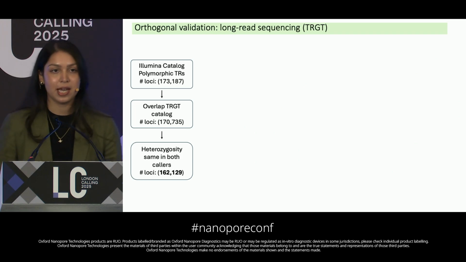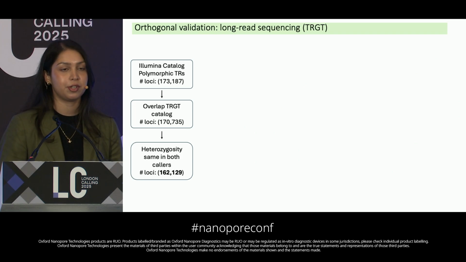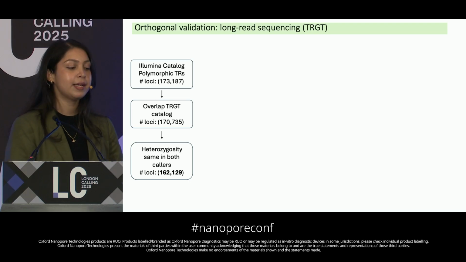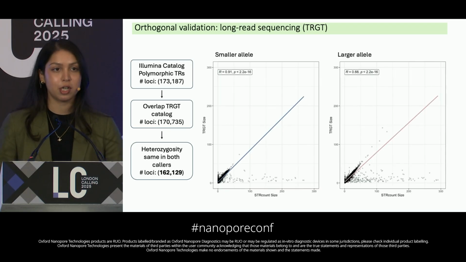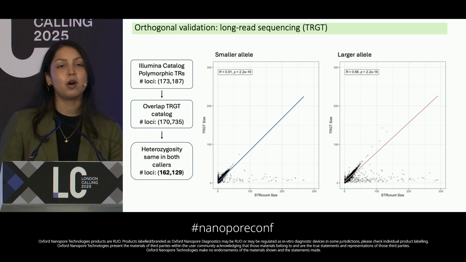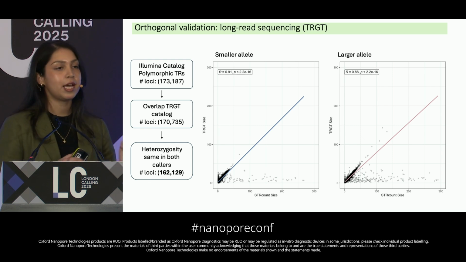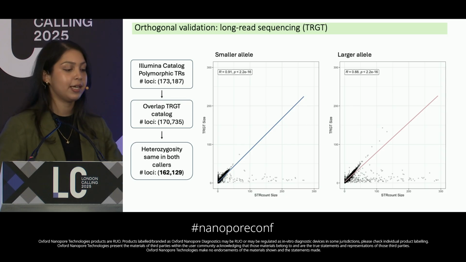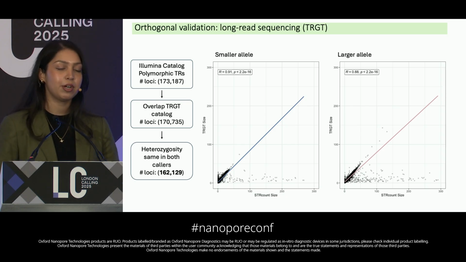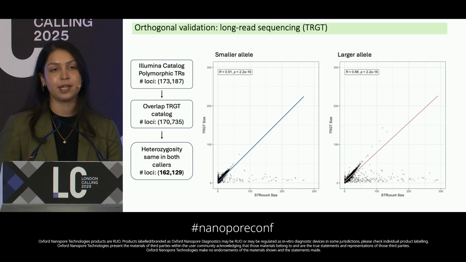So just another set of validation. We also orthogonally validated on the HG002 Genome in a Bottle truth set with PacBio data using a tool called TRGT that was developed for PacBio. And what we can see is both in the smaller and larger alleles, we looked at over 170,000 loci, filtered down to just over 160,000 loci, and we see very good correlation with the PacBio data as well.